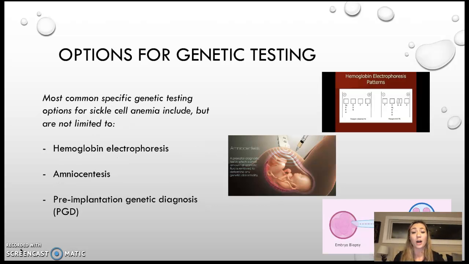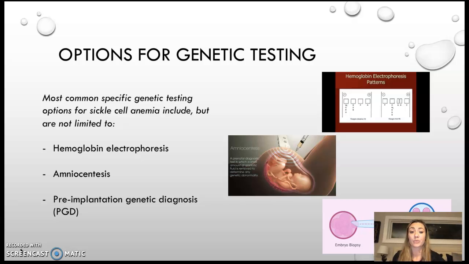So we'll go to options for genetic testing next. So the most common specific genetic testing options for sickle cell anemia include, but again are not limited to, hemoglobin electrophoresis, amniocentesis, and pre-implantation genetic diagnosis, also known as PGD. So hemoglobin electrophoresis is a blood test that looks for the defective hemoglobin S and is further examined under a microscope to identify any large amounts of sickled red blood cells.